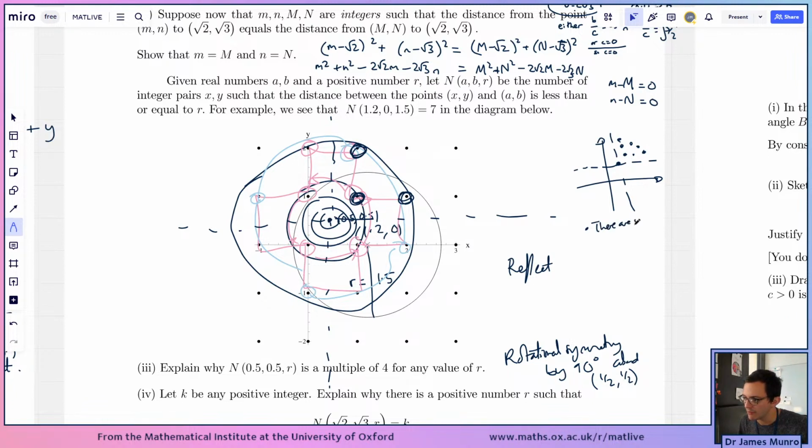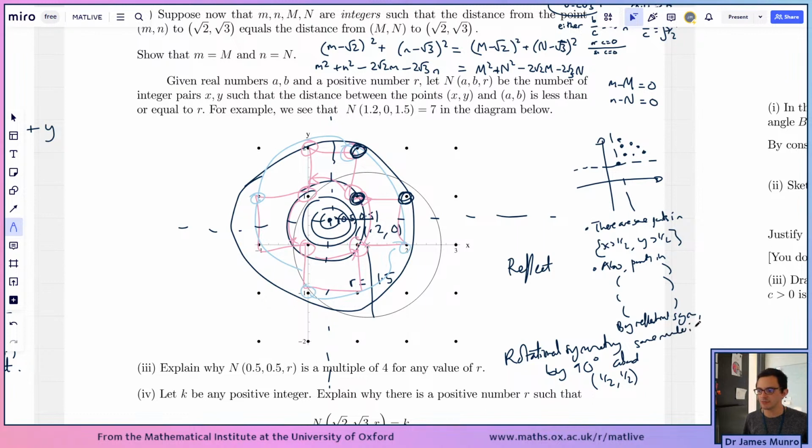there are some points in the set x bigger than 1/2, y bigger than 1/2, that region. Also points in, and then I would name the other 3 regions by reflectional symmetry. Same number in each. So multiple of 4. Cool. I would lay it out a little bit like that, I think, and I would draw a slightly better diagram with just the key elements in. That's probably what I would write.